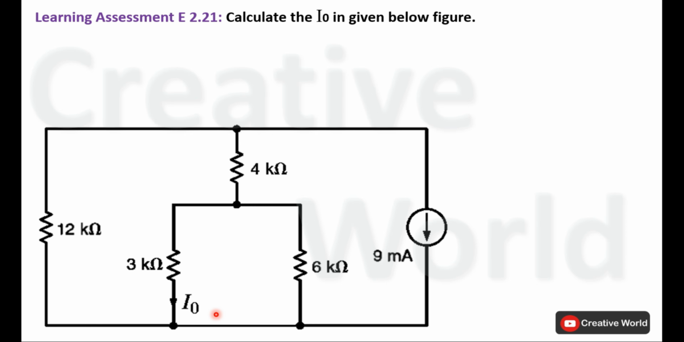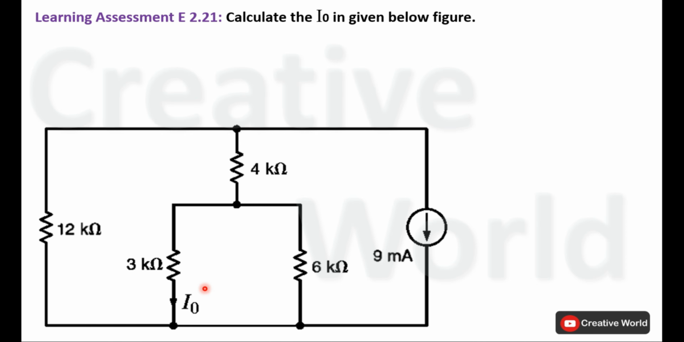So we can use the current divider rule to calculate the value of this current. In order to do that, we should have the value of current in this branch. Right now we don't have any current value in this branch. So first we will calculate the value of current in this branch. Later on we will use the current divider rule to calculate the value of current in this branch, labeled as I0.